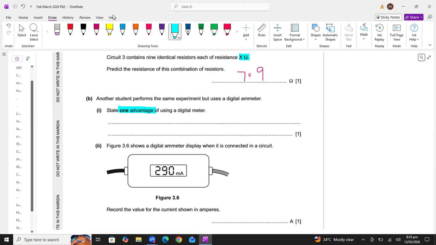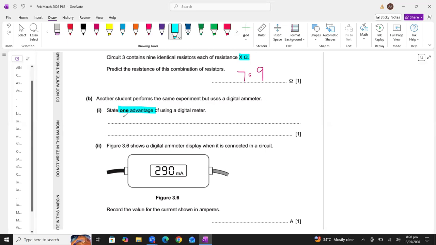Yes, exactly. More accurate reading. Well done. Obviously, there are several chances of error in an analog ammeter, like the parallax error. The needle can be tapped if you are using the analog ammeter or analog voltmeter. Or there is a possibility of zero error as well. So it means if we use the digital ammeter, the reading will be more accurate.